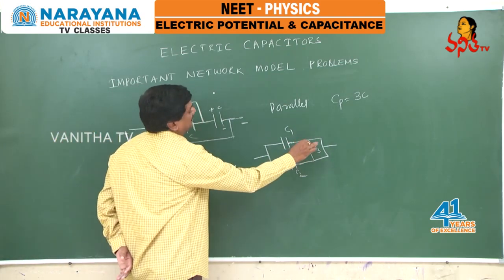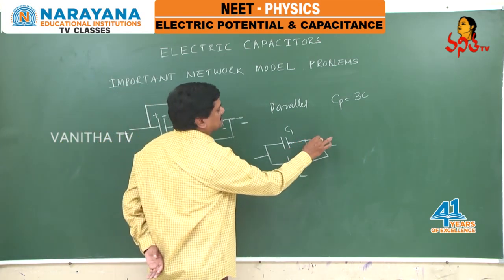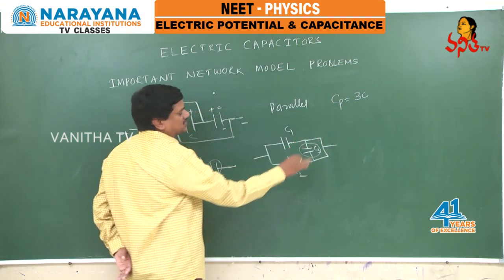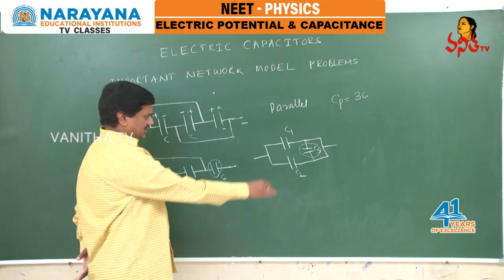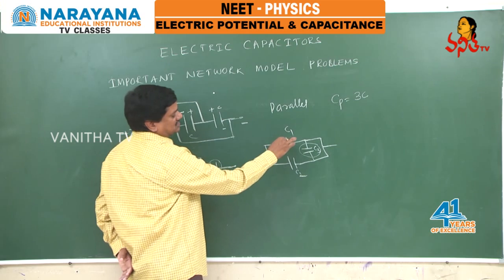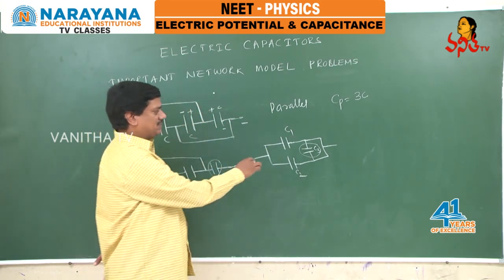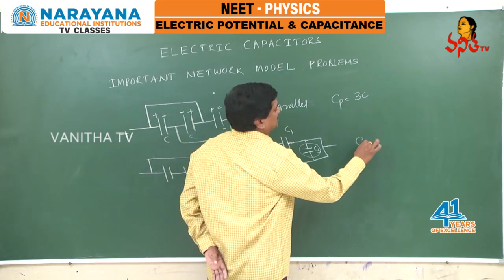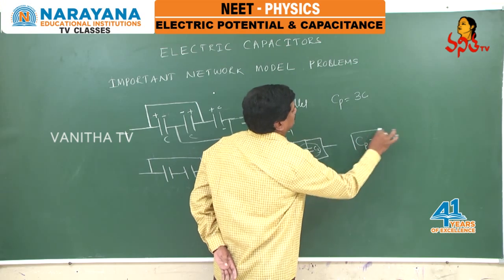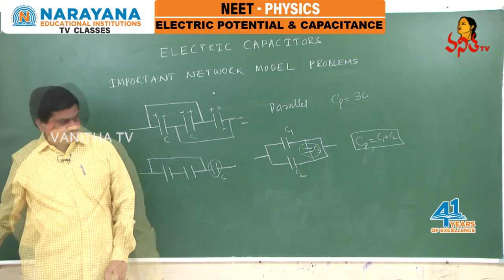First, we have to decide the fate of the third capacitor. If you see the third capacitor, both ends are connected to the same terminal. So it is bypassed or short circuited. That means only two capacitors we have to consider, C1 and C2. Are they in series or parallel? They are in parallel. That's why the effective capacitance of this combination will become C1 plus C2. These are some simple examples.